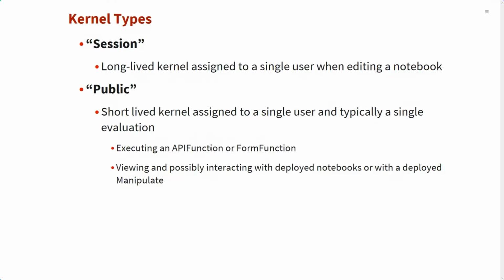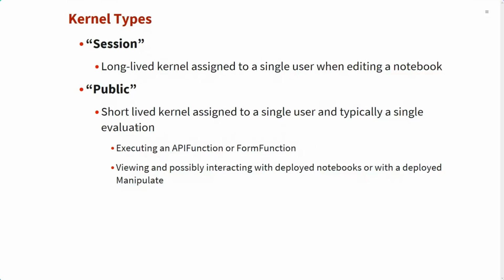It says, okay, I will configure this kernel for this user, load their code, and then I will execute it once. And then that kernel will essentially be done for that use. And if you visit your API function again, you're going to get a different kernel.